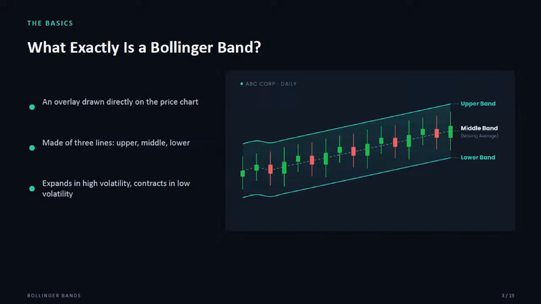When the market is calm, those walls squeeze in close together. When the market gets volatile, the walls stretch far apart. That expanding and contracting motion is what makes Bollinger Bands so visually useful. You can literally see the market's volatility shift in real time just by glancing at how wide or narrow the bands are on the screen. That's the whole concept in a nutshell. Now let's look at exactly how each of those 3 lines is built.